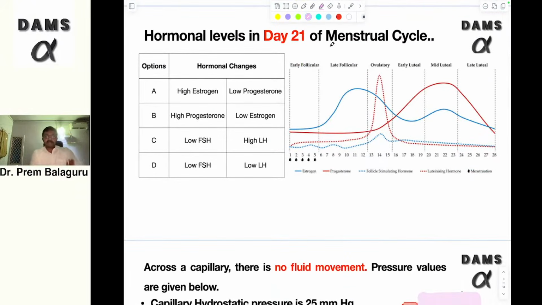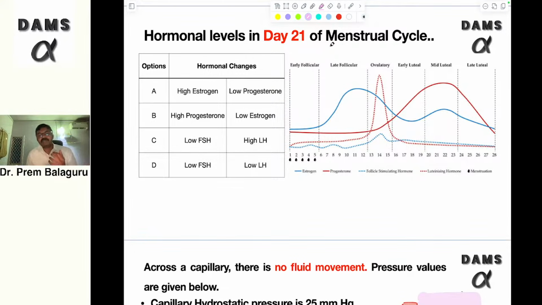The second question speaks about hormonal levels on day 21 of the menstrual cycle. Now, day 21 is somewhat about a week after ovulation. The 14th day is ovulation, and 1 week after ovulation, what is going to happen? Now, the point is, once the ovum has been ruptured out of the maturing follicle, the cumulus oophorus cells would have been ejected along with the developing oocyte, and all these cells are gone out of that ovum, and now it's going to be simple corpus luteum.